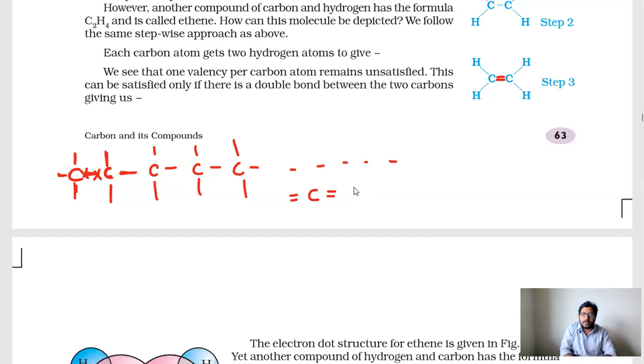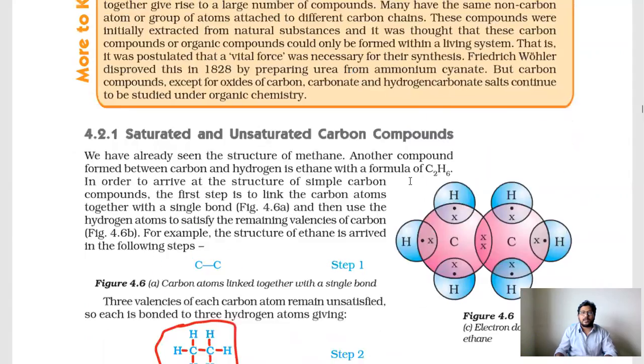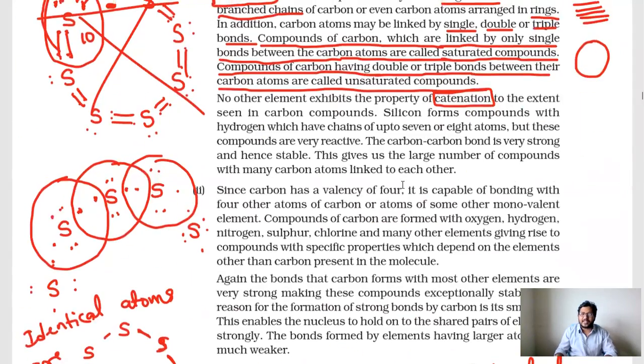You can write a very long chain, or you can draw like this also: carbon double bond, carbon double bond, carbon double bond, like that. Keep on drawing. How big a carbon chain can you draw? You can draw very big, isn't it? Like that, no other atom can go with this catenation except carbon. Silicon forms compounds with hydrogen which have chains of up to 7 or 8 atoms. So silicon also can go with catenation, but only up to 8. But these compounds are very reactive.